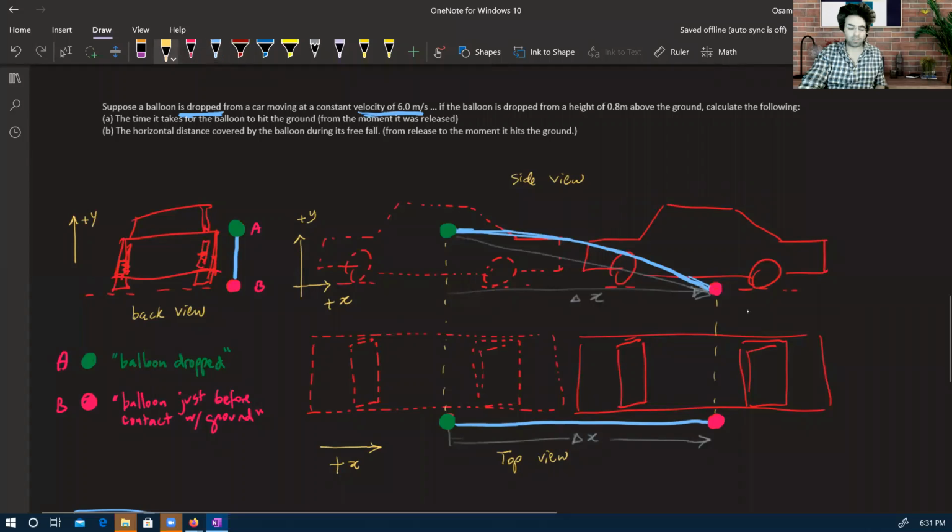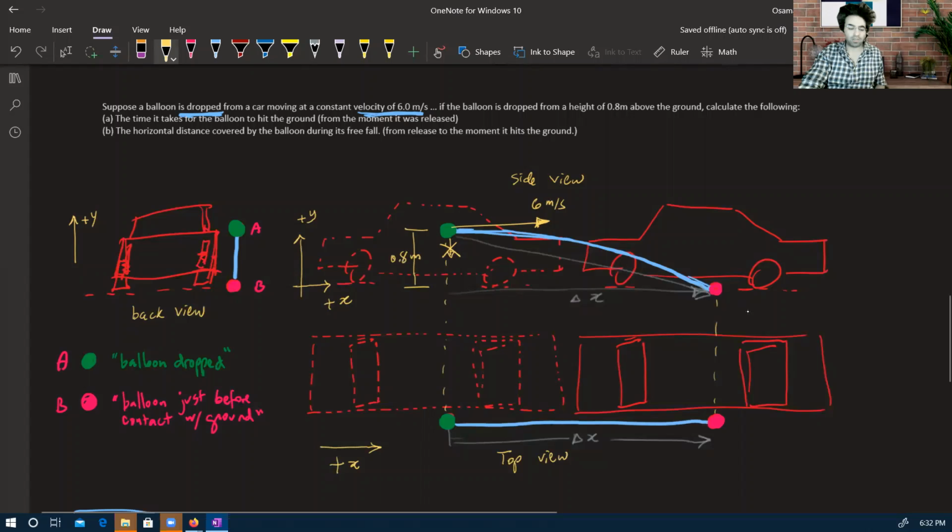So I could label that here. I could say that at the beginning, its velocity was in this direction, and it was the same as the car. It was 6 meters per second, completely horizontal, because I did not throw it downwards. If I threw it downwards, then it would also have some component to the motion that is down like that. But in this case, because it was dropped, then the y component of the initial velocity is equal to 0. And the balloon is dropped from a height of 0.8 meters above the ground. So I know that this is 0.8 meters here, from here to here. Where's the ground? Here's the ground. So that's 0.8 meters.